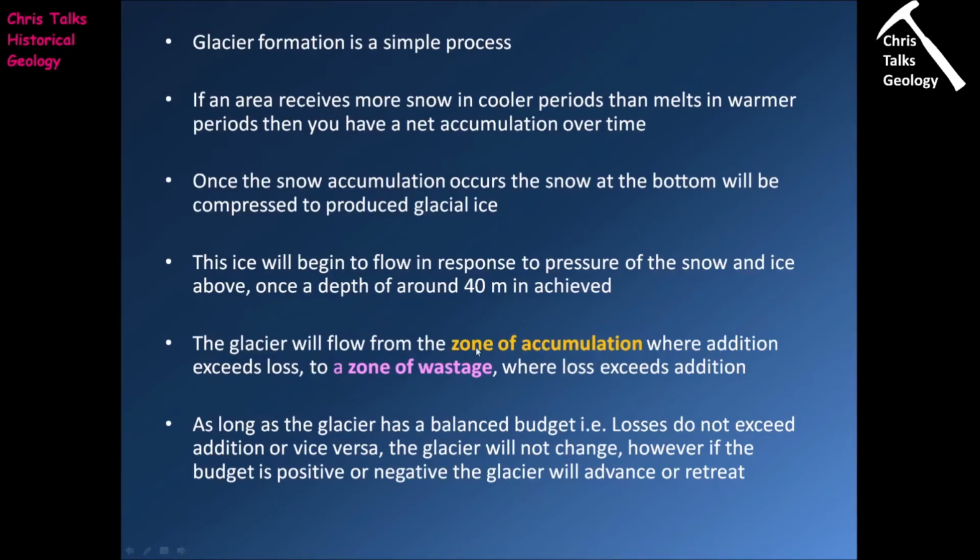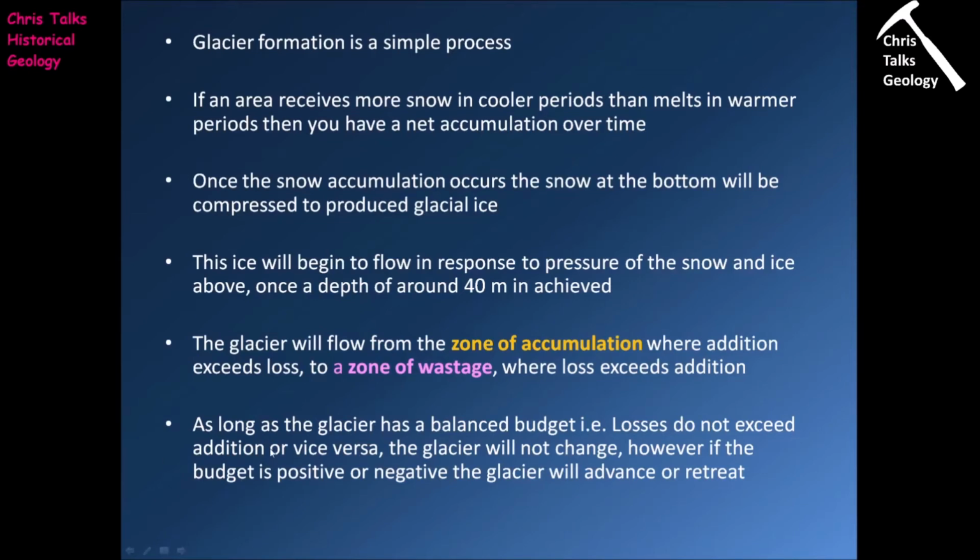Now, the glacier itself will move downhill, typically under gravity, and it will move down until we hit the zone of wastage. So at the zone of wastage, we have a changing condition. In the zone of wastage, we have a net loss of ice and snow. So we are melting more snow than is being deposited in those areas. And so once the glacier makes it into the zone of wastage, it's going to start melting, and as the ice melts, it's going to start dropping sediment.